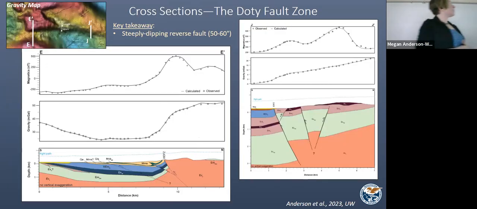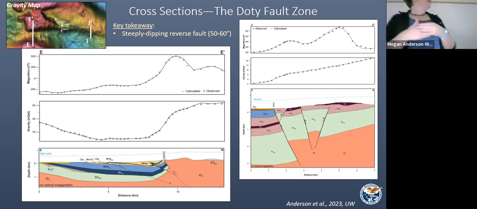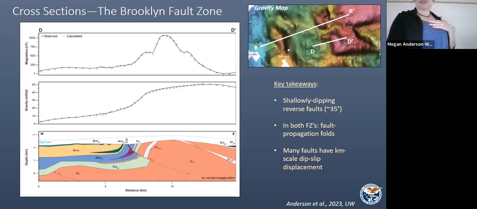Okay, so here's some other cross sections of the Doty fault zone that we did in just the same way. There's one on the left that's to the west of the one I just showed you, and one on the east. And one of the things that we discovered is every single transect, the Doty fault has to be a very steeply dipping reverse fault, so dipping at 50 to 60 degrees. And so it's not a thrust fault, it's actually a reverse fault. And we have a good idea about the dip.